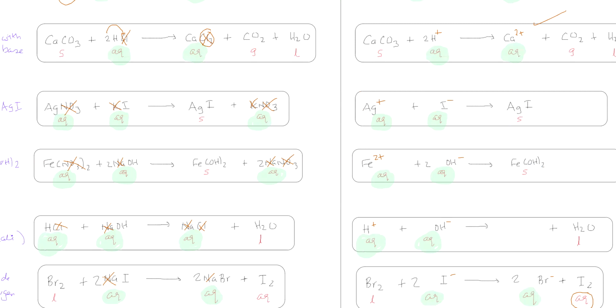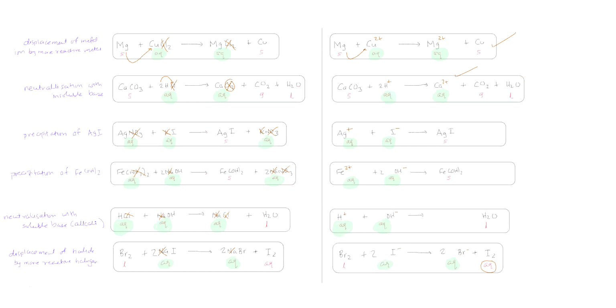Similarly, the ionic equation for the neutralization reaction with an alkali is also very easy. Simply write H plus plus OH minus gives you water. That's it. Water should be liquid. H plus and OH minus should be aqueous. Okay. So that's how you write the ionic equation. Hope this has helped you.